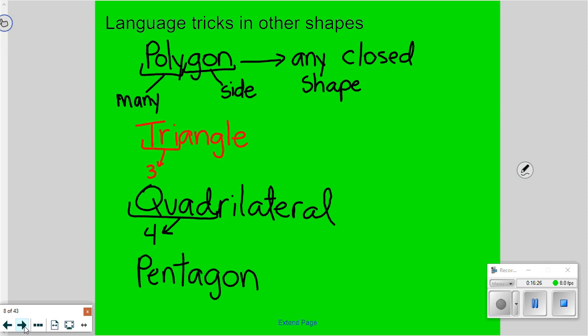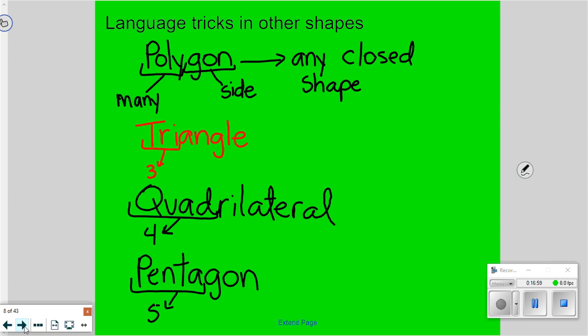Pentagon. The prefix penta means 5. So, how many sides do we think will be on a pentagon? 5. Really that simple? Yeah, that makes sense, kind of. And there's another thing. You can just count the letters, 5 letters. That's a good way to remember it.